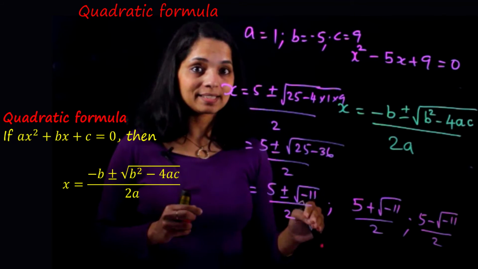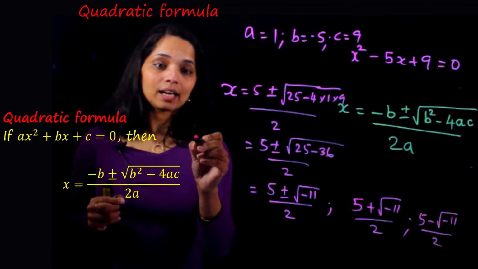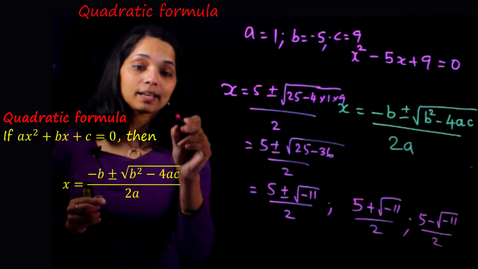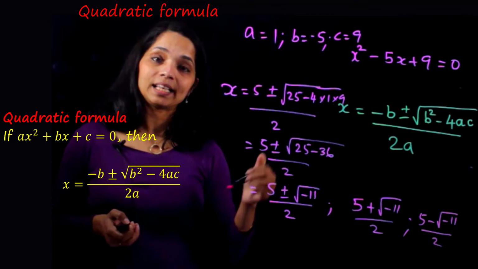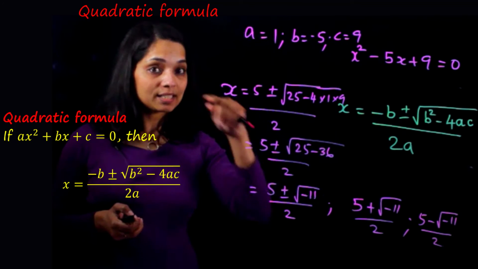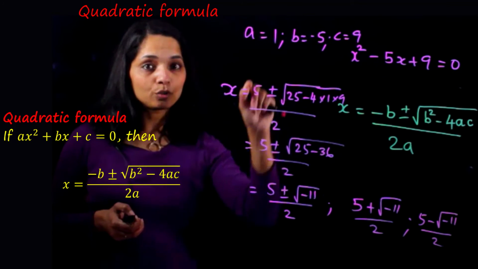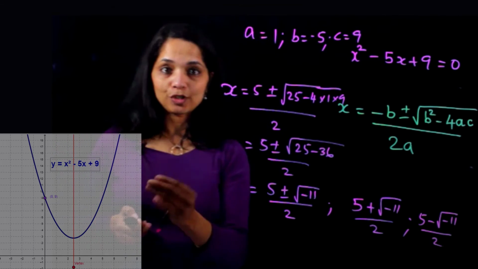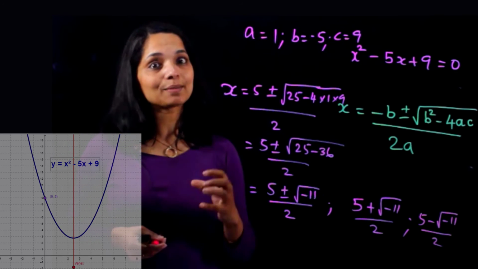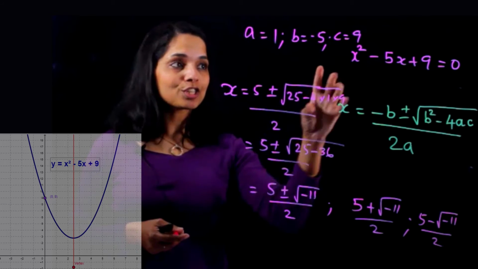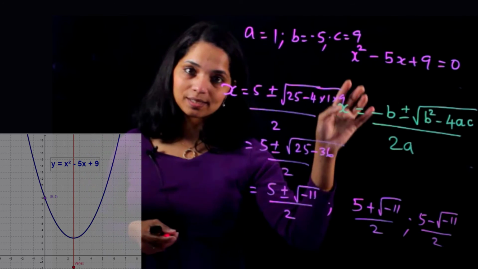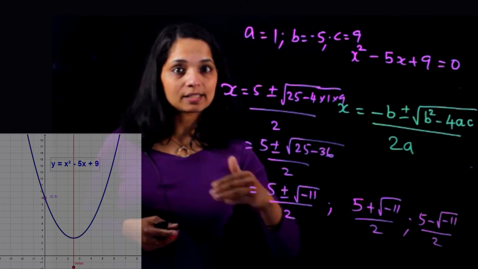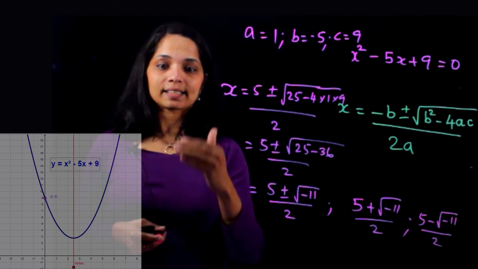So that means if you're plotting the graph of this function y equals x squared minus 5x plus 9, that won't have any x-axis intercept. It doesn't really cut through the x-axis. So instead the graph goes something like that, as you can see in here. So this simply means this function has only complex roots, or it doesn't have a real root. Only if it has a real root does it cut the x-axis.